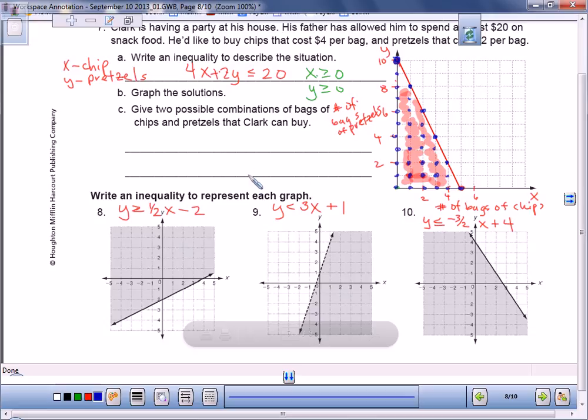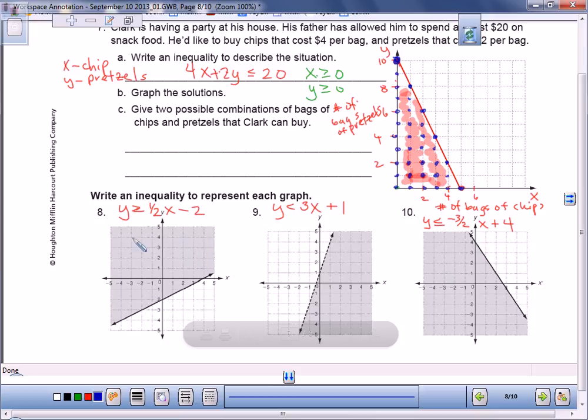All right, and so you could have picked any of those blue dots for your solution. Now tomorrow we're going to talk about how to find the optimal solution, how we can get the most for our money. All right, any questions on 8, 9, and 10?